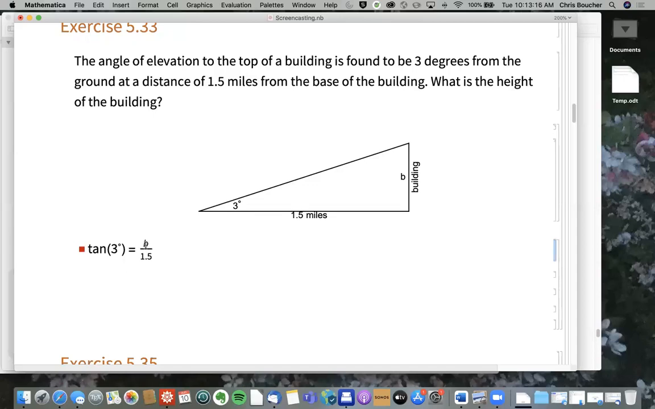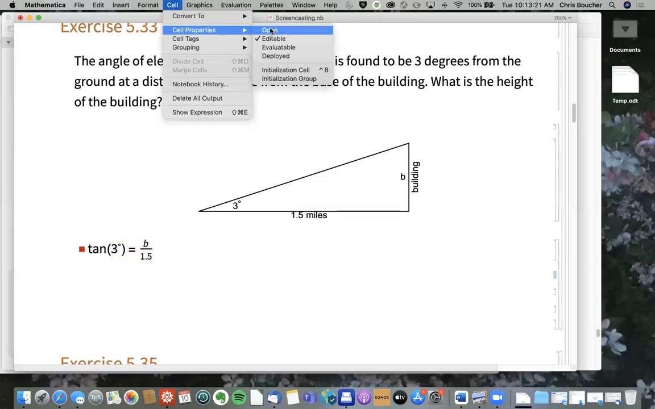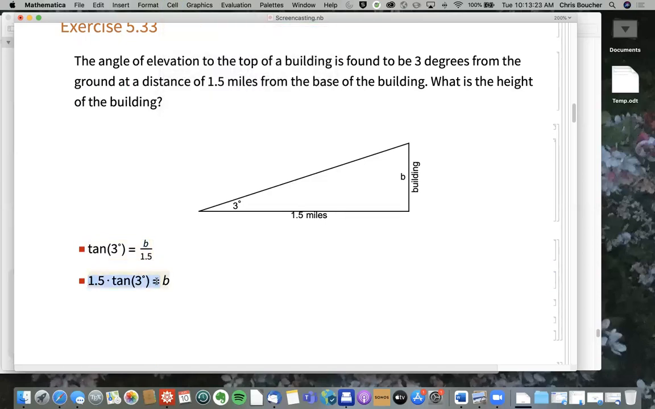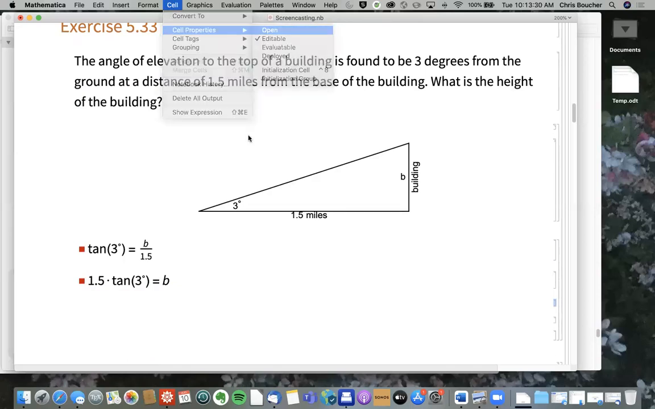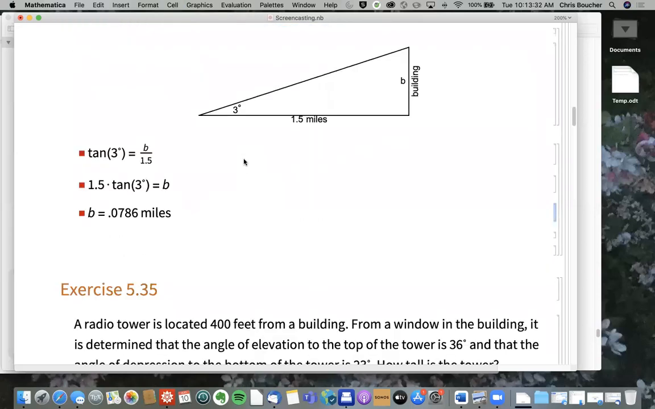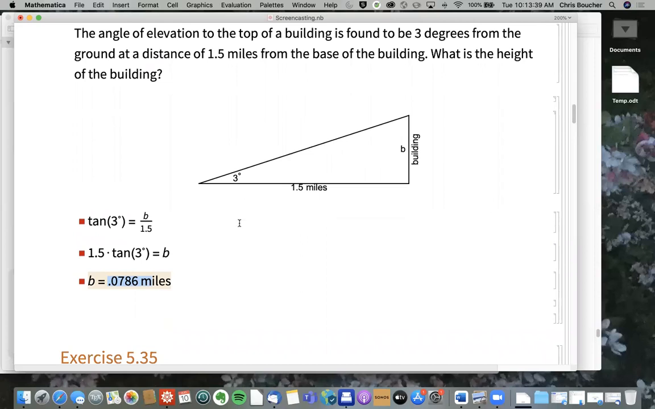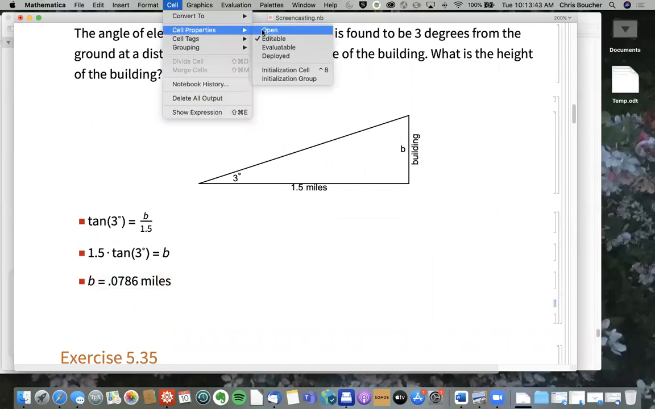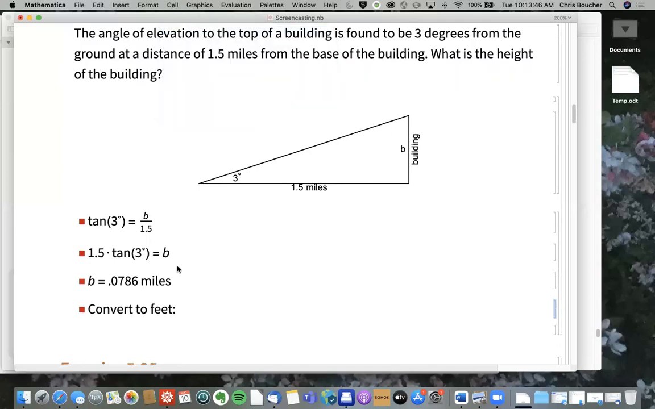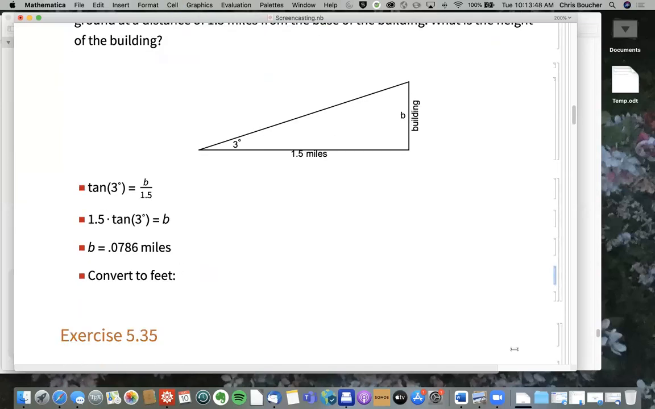I want to solve for B. So first I'm going to multiply both sides by 1.5 to get rid of that denominator. And I get this, and I'm all set. I can just do 1.5 tangent 3 degrees on a calculator and get my solution. And I come out with 0.0786. Notice that that is in miles, right? Because 1.5 was in miles. So it's 0.0786 miles. That's a little bit of an odd way to describe the height of a building. It's correct, but we don't usually talk about building heights in miles.